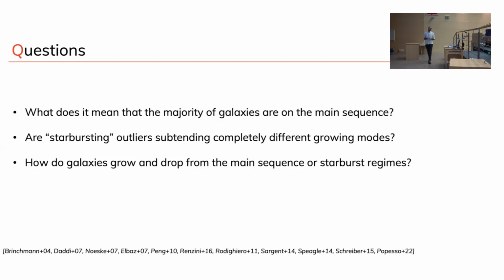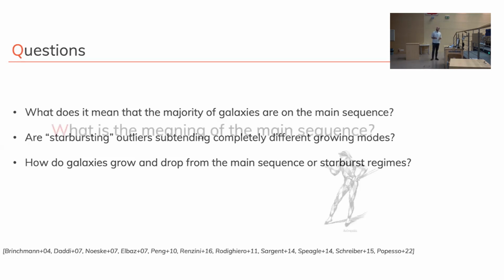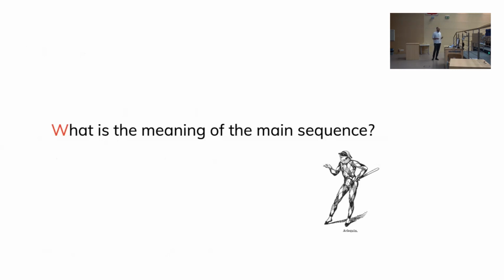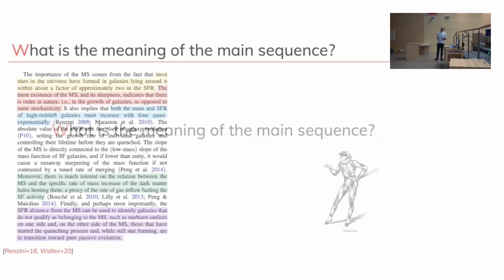So we left yesterday with this set of questions, and today I'd like to address them. The first one is about the meaning of the main sequence. What does it mean that most of the star-forming galaxies in the universe across time tend to follow this correlation between stellar mass and star formation rate?